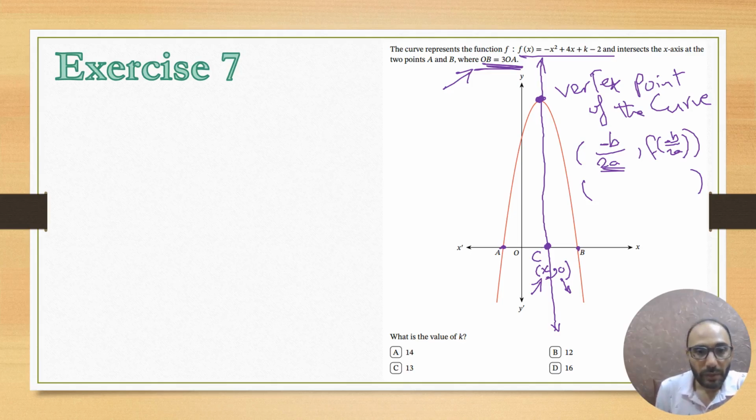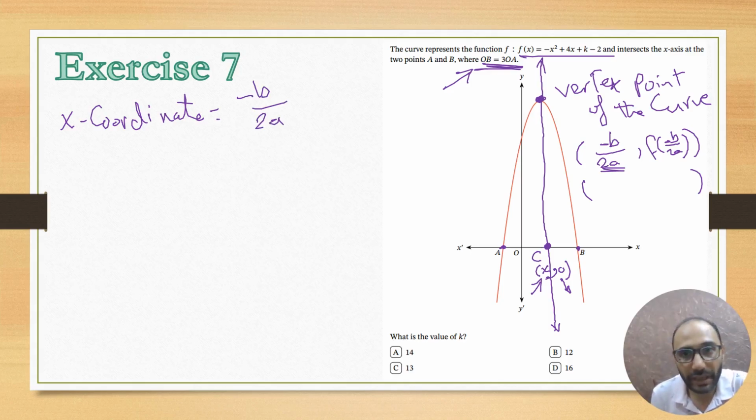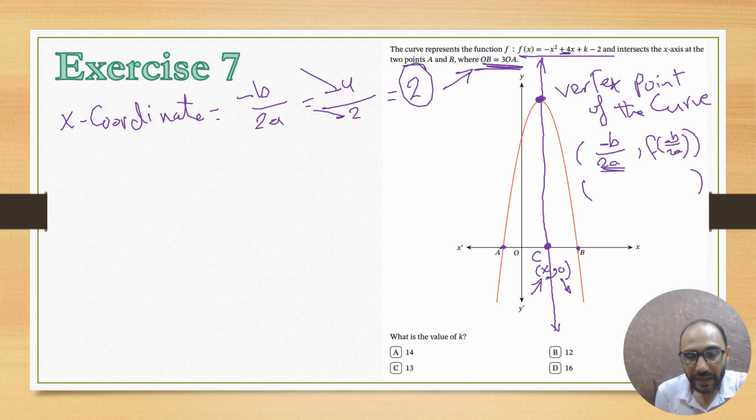So the x coordinate equals negative b over 2a. From the function here, negative b is negative 4, over 2a. A is the coefficient of x squared, and here it's negative 1. 2a is 2 times negative 1, which is negative 2. Negative divided by negative is positive, and 4 divided by 2 is 2. So x here lies at 2. And the point C here is 2 and 0. Instead of x here, put 2. So point C is far from the origin by 2 steps.